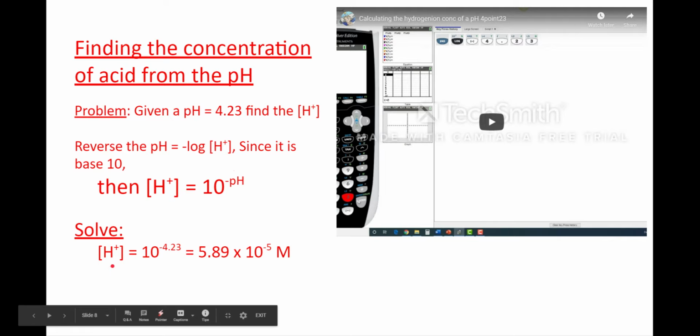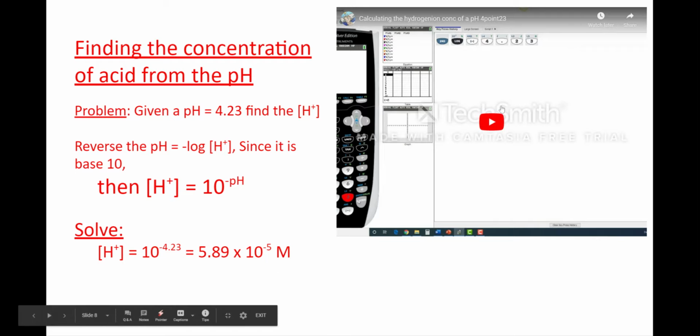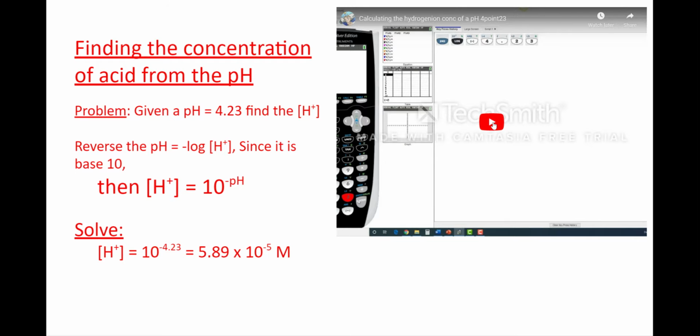So that would mean that the hydrogen ion concentration is going to be equal to 10 to the negative 4.23. If you plug that into your calculator, you will get a hydrogen ion concentration that is greater than 10 to the minus 7th. It's 5.89 times 10 to the minus 5th, which is what we would expect in an acidic solution. And if you watch this video here, you will be able to observe how I made those calculations in my calculator.